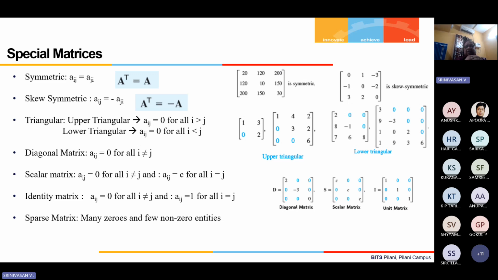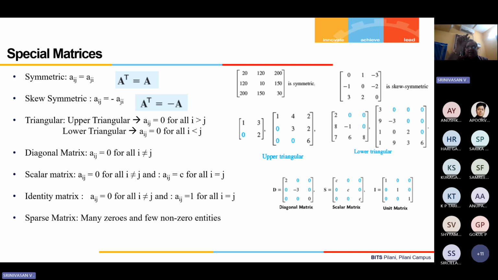Can we have at least, not at least, can we have one zero in the principal diagonal? Yes, you can have, but not all zeros. Okay, right. But necessarily all other elements except the principal diagonal should be zero. Then scalar matrix: Aij equal to 0 for all i not equal to j, and Aij equal to c for all i equal to j.